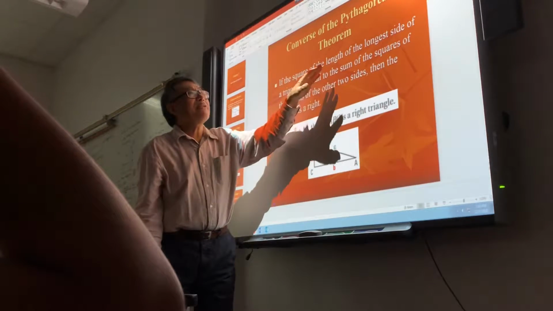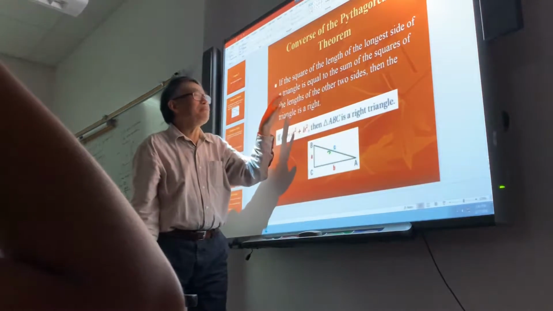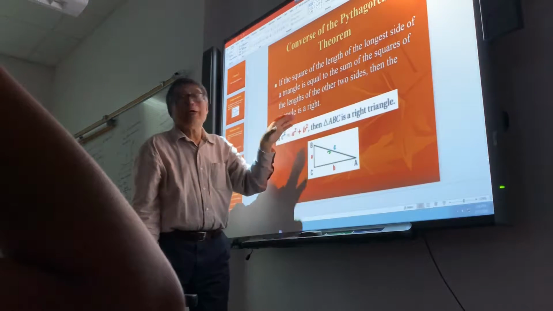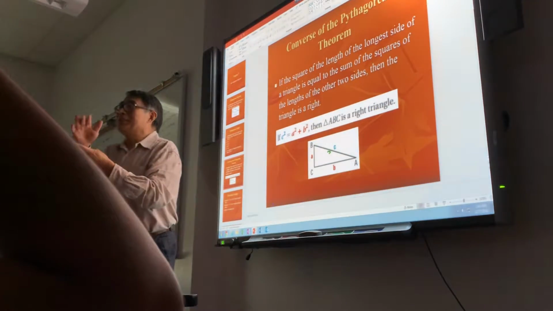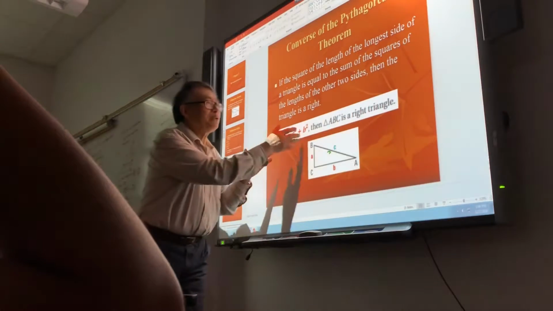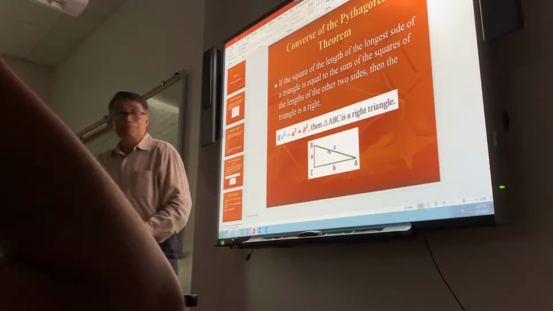If the square of the length of the longest side of a triangle equals the sum of the squares of the two other sides, then the triangle is right. This is the converse. If this is a right triangle, c squared equals a squared plus b squared. Now, if c squared equals a squared plus b squared, that is a right triangle. Exactly the same thing, just the converse.